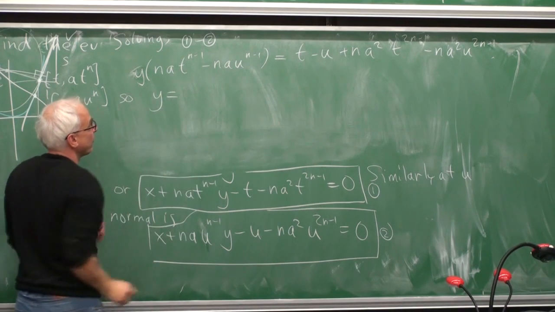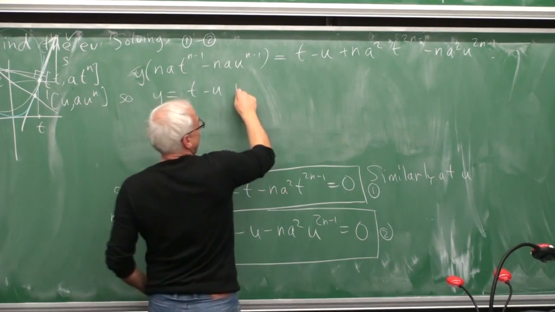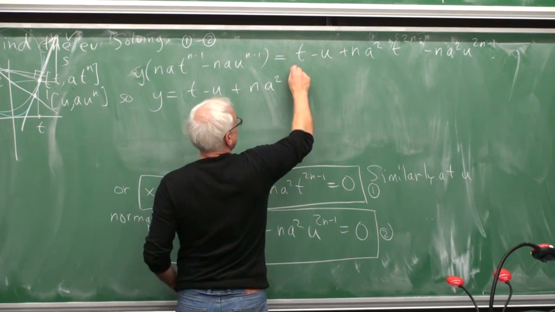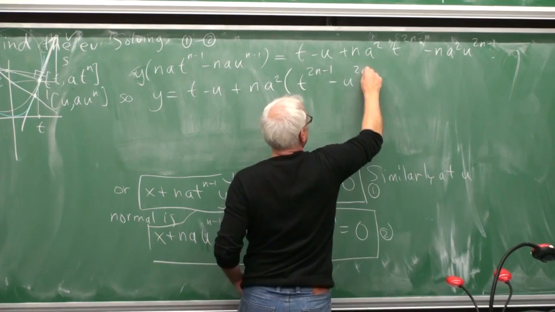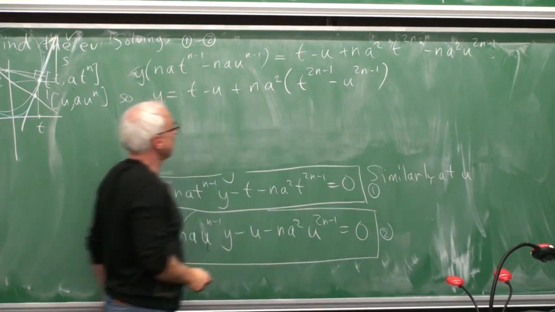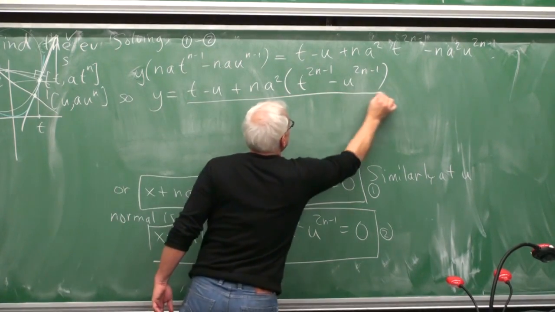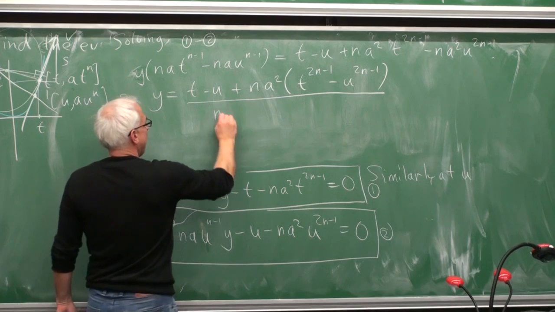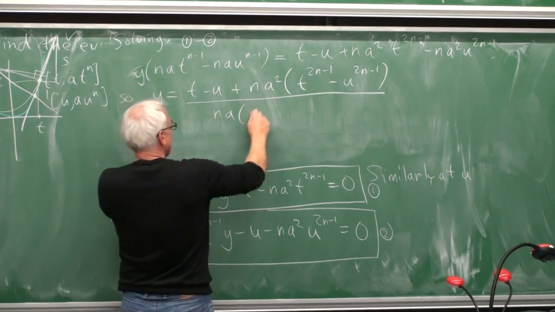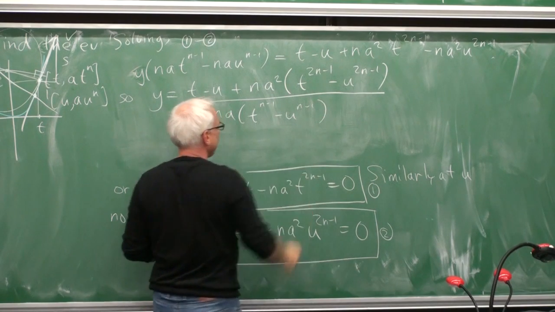So y equals, and we'll try to factor things. There's a t minus u, and then there's an na squared times t to the 2n minus 1 minus u to the 2n minus 1, divided by the coefficient of y here. There's an na that's a common factor, and there's a t to the n minus 1 minus u to the n minus 1.